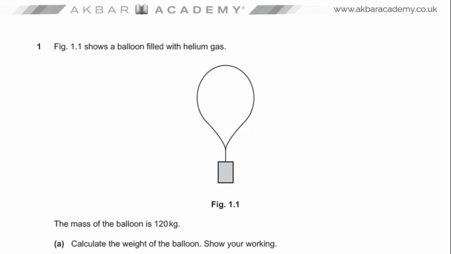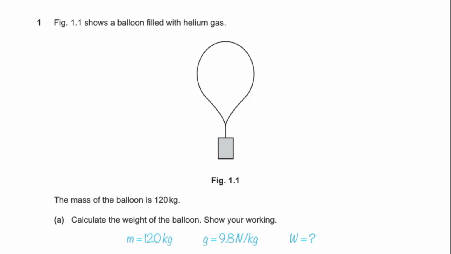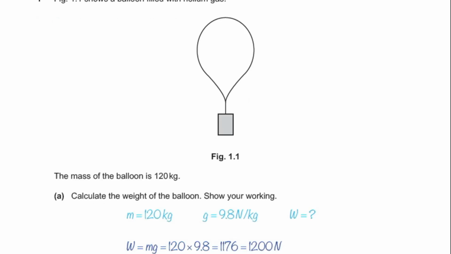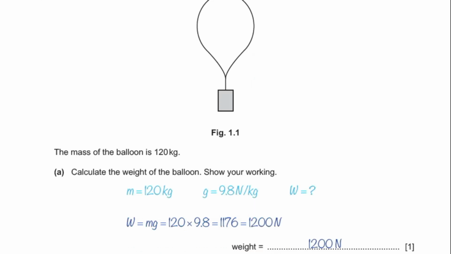Part A. Calculating the weight of the balloon. We are given mass of the balloon equals 120 kilograms, gravitational field strength, g, equals 9.8 newtons per kilogram. We need to calculate the weight, W. Using the weight formula, weight equals mass multiplied by gravitational field strength. Substituting the values, weight equals 120 multiplied by 9.8, which equals 1,176 newtons. Rounding this appropriately gives final answer 1,200 newtons.